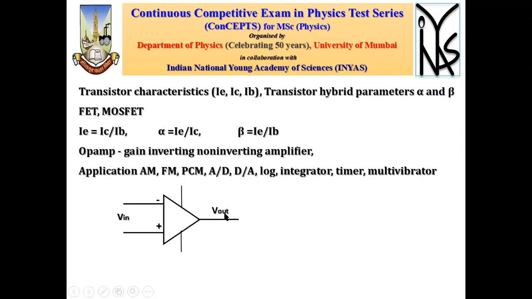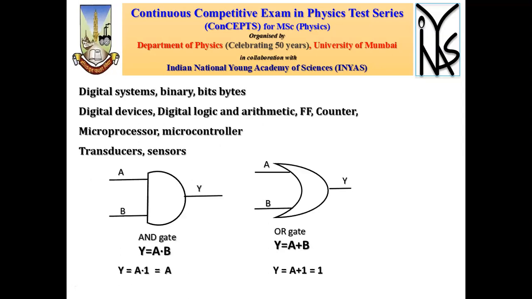So the output V output is the resultant of the behavior of the op-amp to minimize the input voltage difference, that is equal to 0. And second, its input impedance is infinite, output impedance is minimum. So no current flows through the op-amp, it only senses the potential difference or voltages. So that is the characteristic.